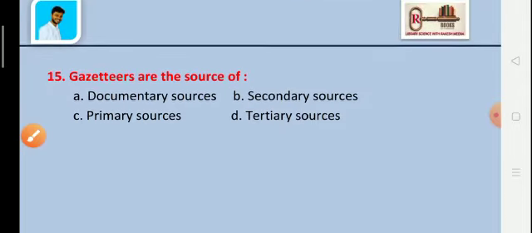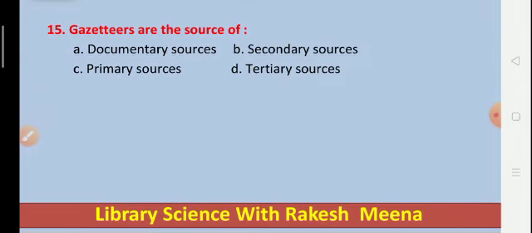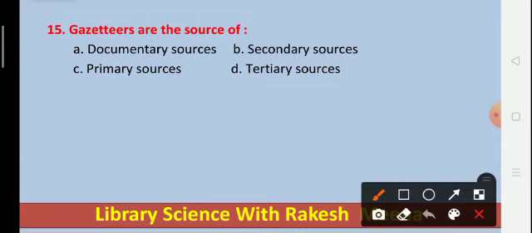Next question is question number 15. Yes guys, it is the most important question, so write it in your notebook. Gazetteers are a source of information. Option A is documentary sources, option B is secondary sources, option C is primary sources and option D is tertiary sources. The correct answer for that question, guys, is option B, secondary sources of information and data.